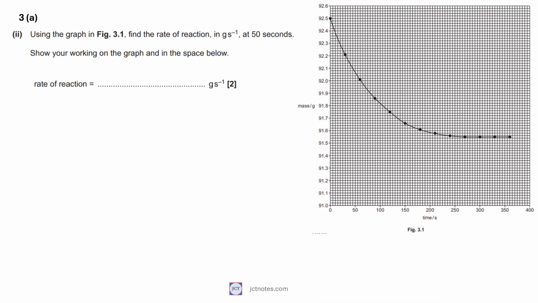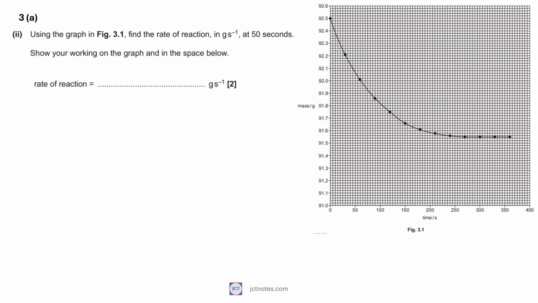In the second question of Part A of Question 3, we are asked to find the rate of reaction in grams per second at 50 seconds using the graph provided. The rate of the reaction is the change of the concentration over time. It is obtained by the slope or gradient of the curve at a given time. We calculate it by drawing the tangent of the curve at that point. It is recommended to use a large line.